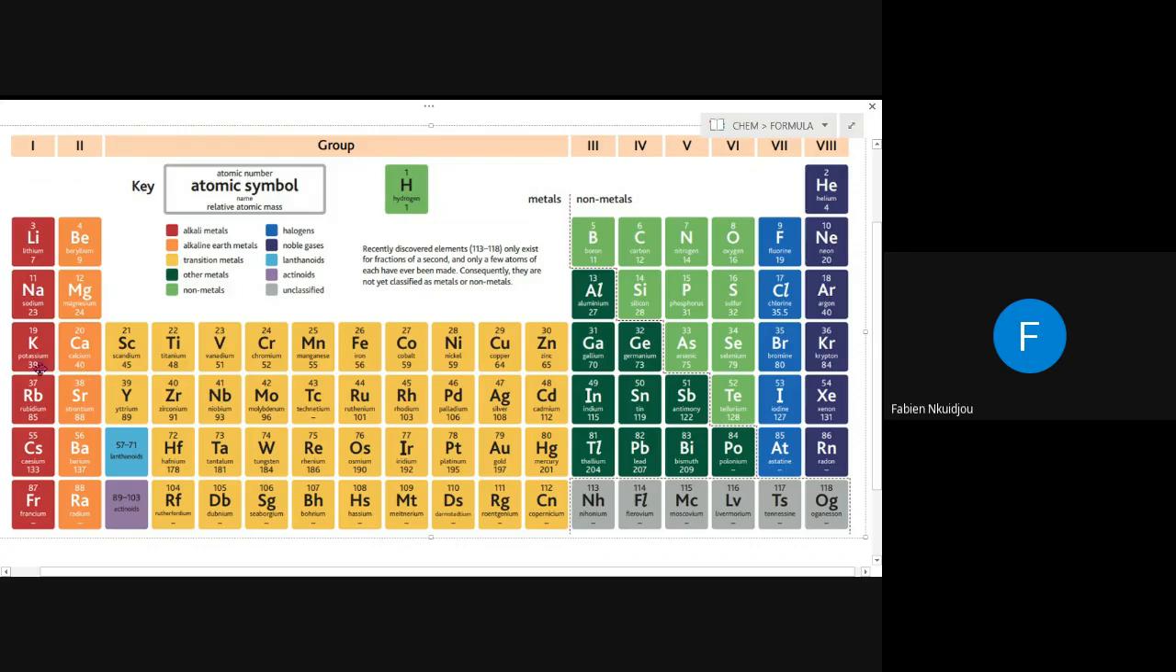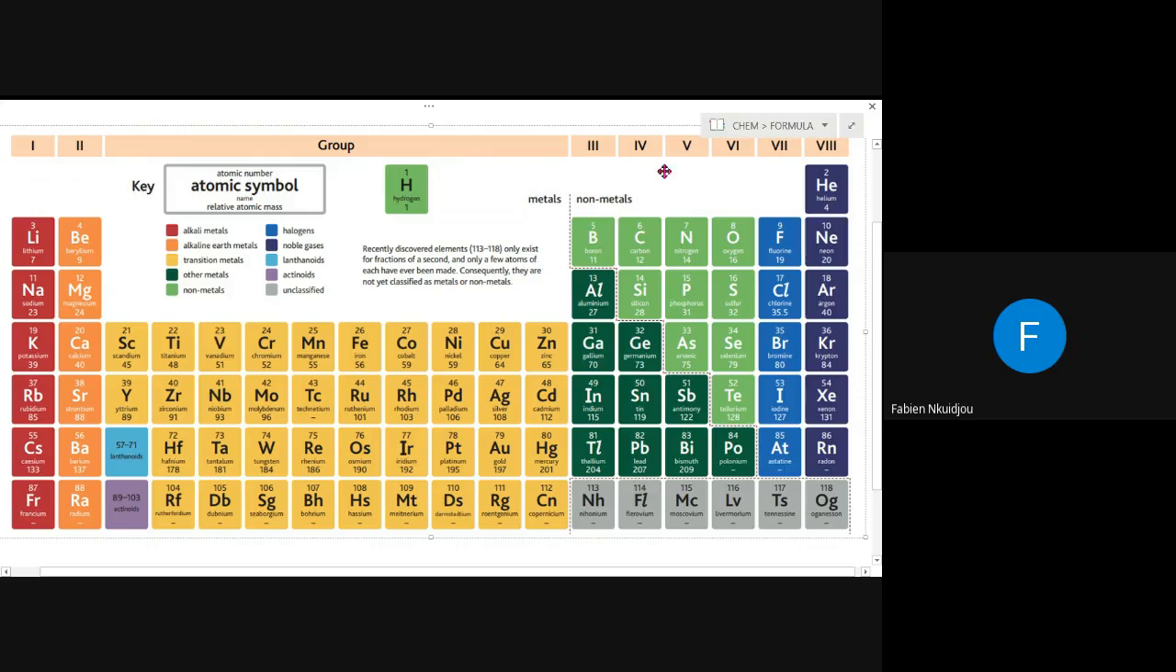So if we take, for example, the case of potassium, here we have potassium on the periodic table. So what is the valency of potassium? We can clearly see that potassium is in group 1. So it means the valency of potassium is 1. Let's take the case of aluminium. This is aluminium on the periodic table. What group? Group 3, right? So aluminium has a valency of 3.